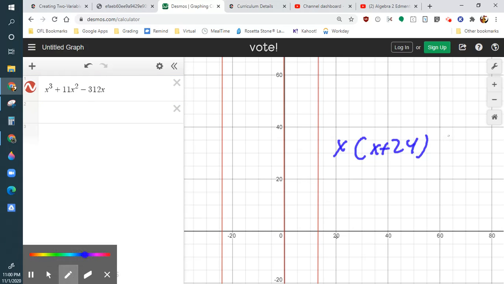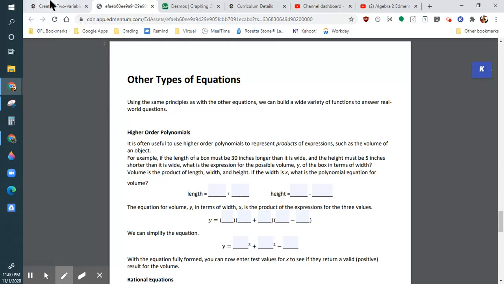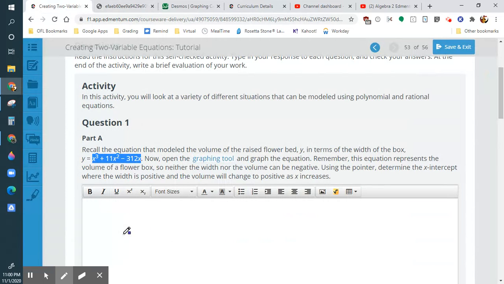So it's always going to be the opposite. So this is x minus 13. So we can say here that we want the height to be about 24 inches bigger. I'm sorry, the length to be 24 inches bigger than the width, and we want the height to be 13 inches smaller.